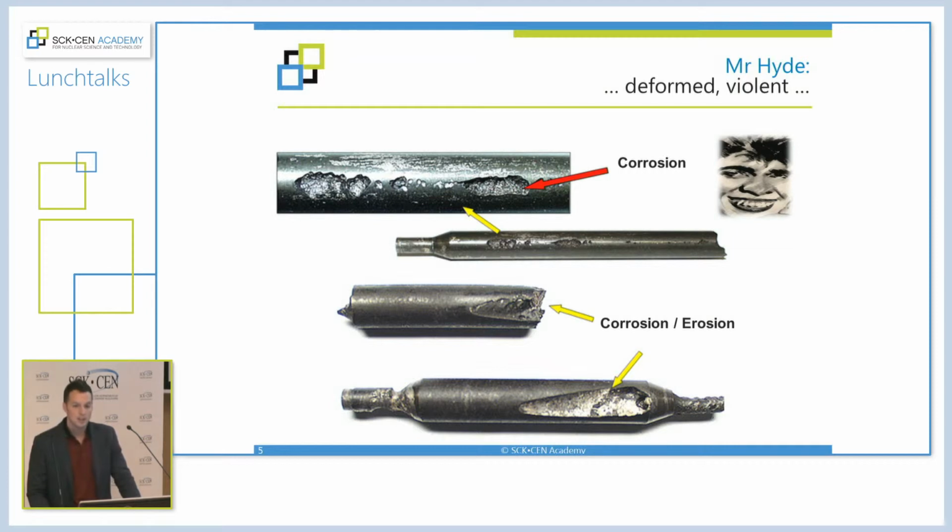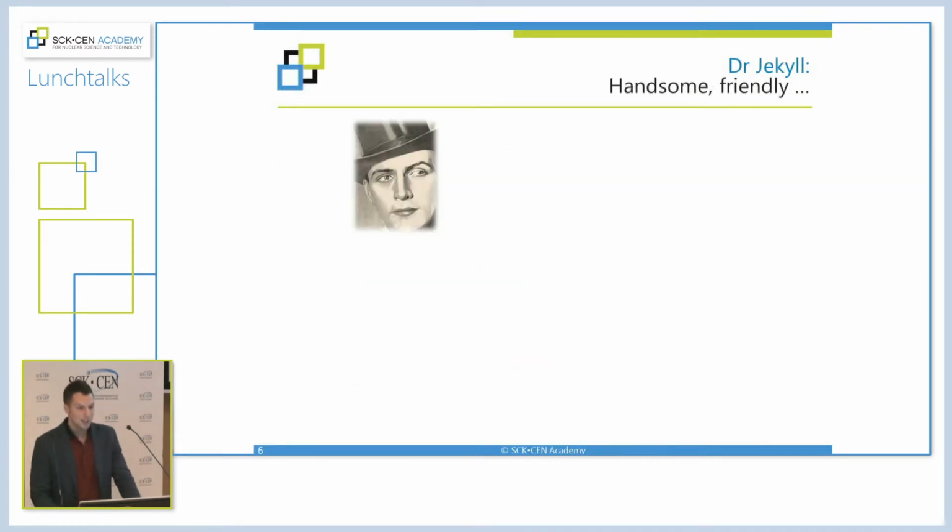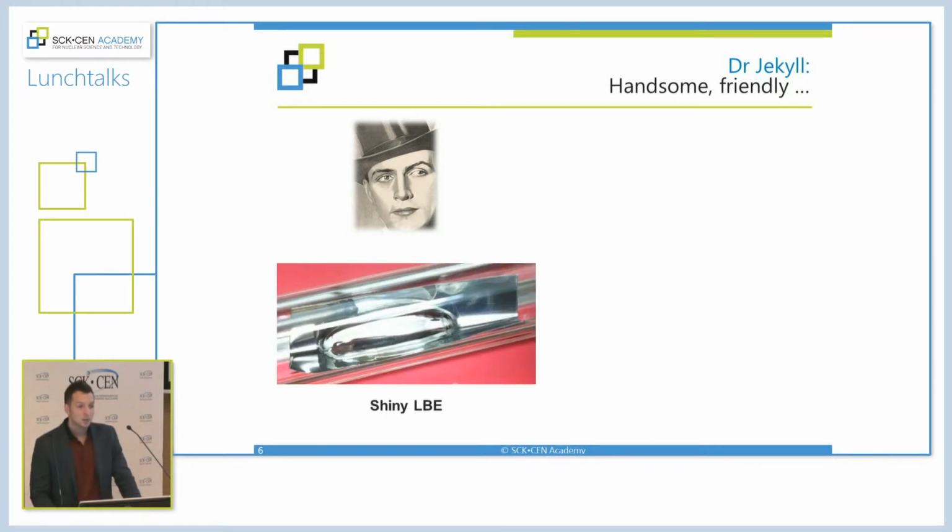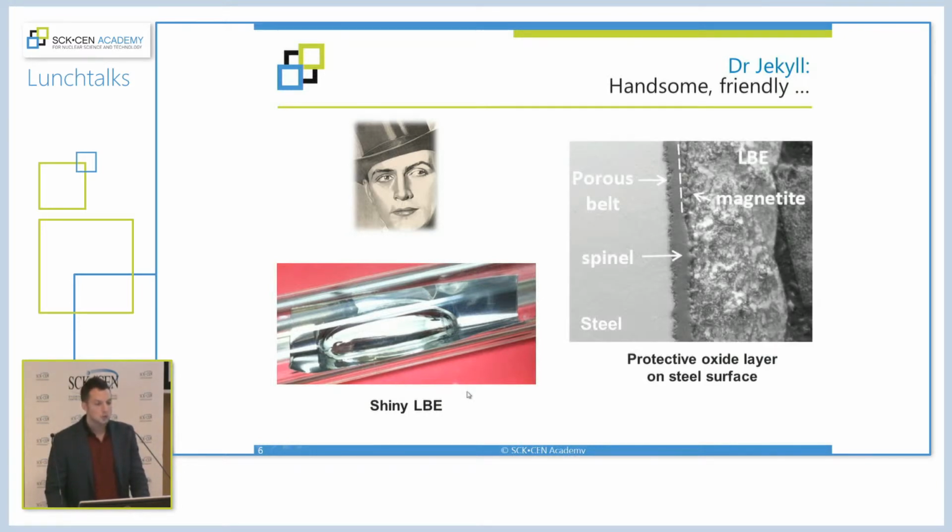But on the other end, we have also the Dr. Jekyll, that is a handsome guy. So LBE in controlled oxygen atmosphere looks shiny. So this is the handsome part of the LBE. And is also friendly. So if we control oxygen, we can minimize the corrosion rate and the dissolution rate of the steel. So here shown on the left-hand side, in contact with LBE, we have in between what is called spinel, a protective oxide layer.